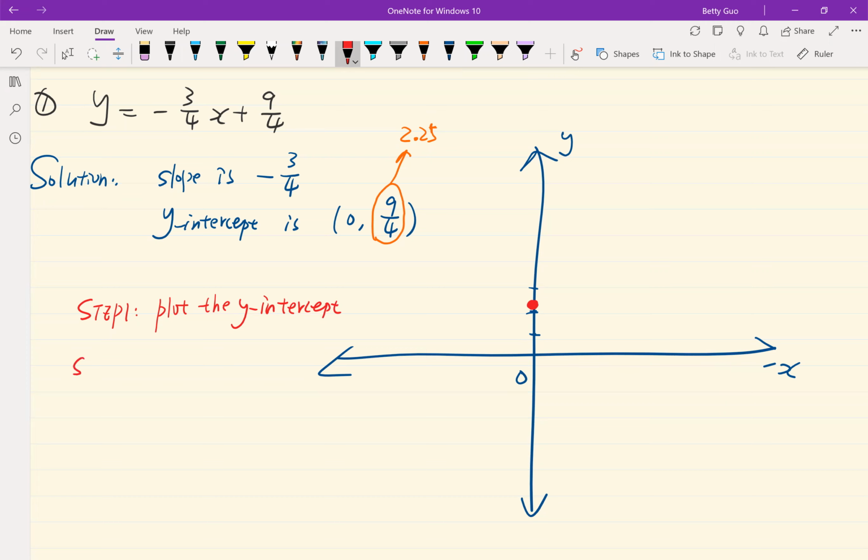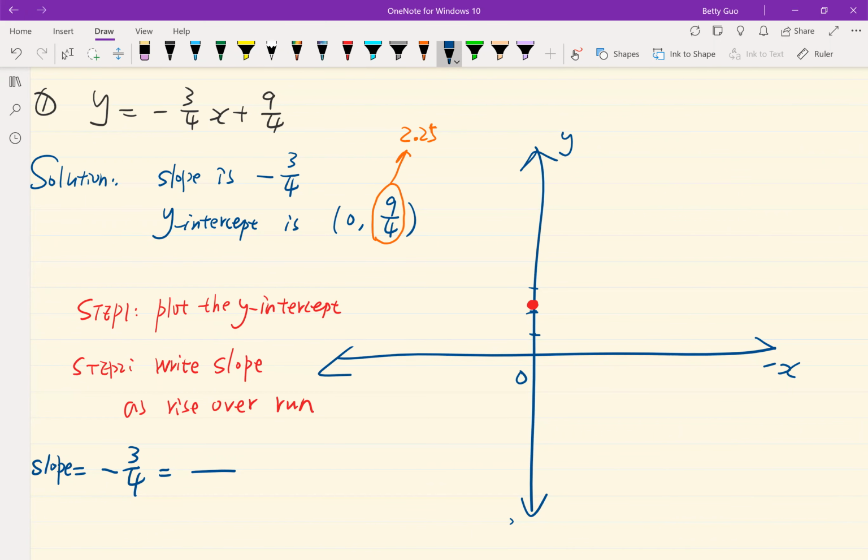Second step, write slope as rise over run. Let me explain what I mean, okay? Your slope in this case is negative 3 over 4. You're going to write the slope as a fraction, or as a quotient of 2 integers, okay?